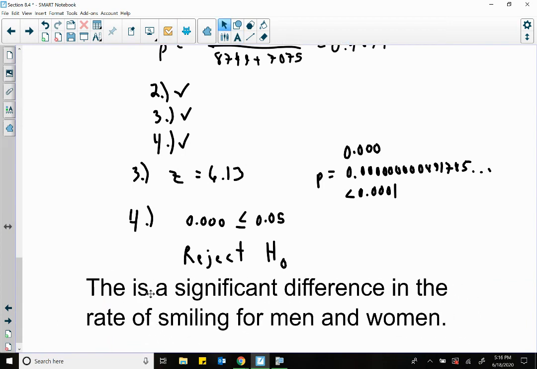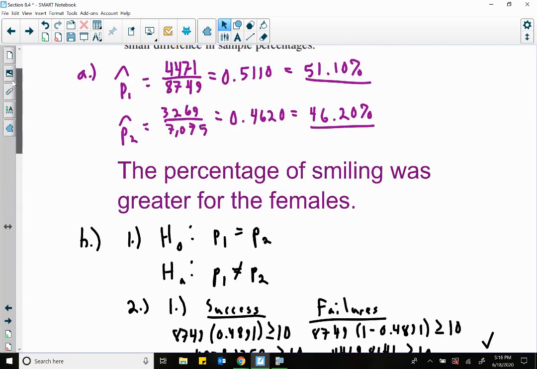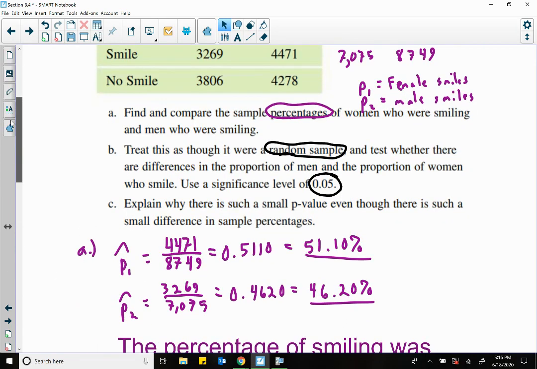All right, reject the null hypothesis. And there's a significant difference. Okay? So that's the second part. That's what part B is about. And then they ask us a follow-up question, which if you didn't get to this one, that's okay.